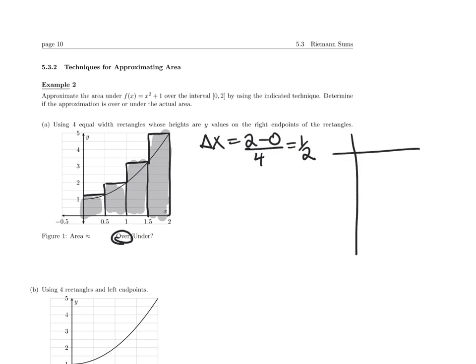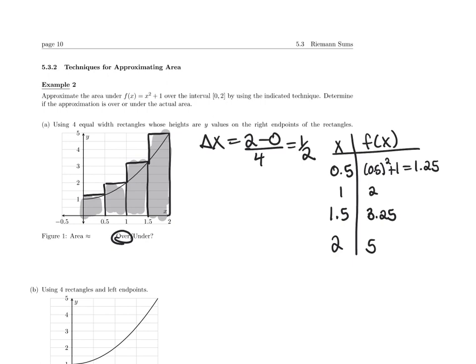The best thing I found to do is to make a chart of x versus f of x values. So my first endpoint is 0.5, and then I have 1, and then 1.5, and then 2. My function value at 0.5 is 0.5 squared plus 1, or 1.25. And then at 1, we're at 2. At 1.5, we're at 2.25 plus 1, or 3.25. And at 2, we are at 5.